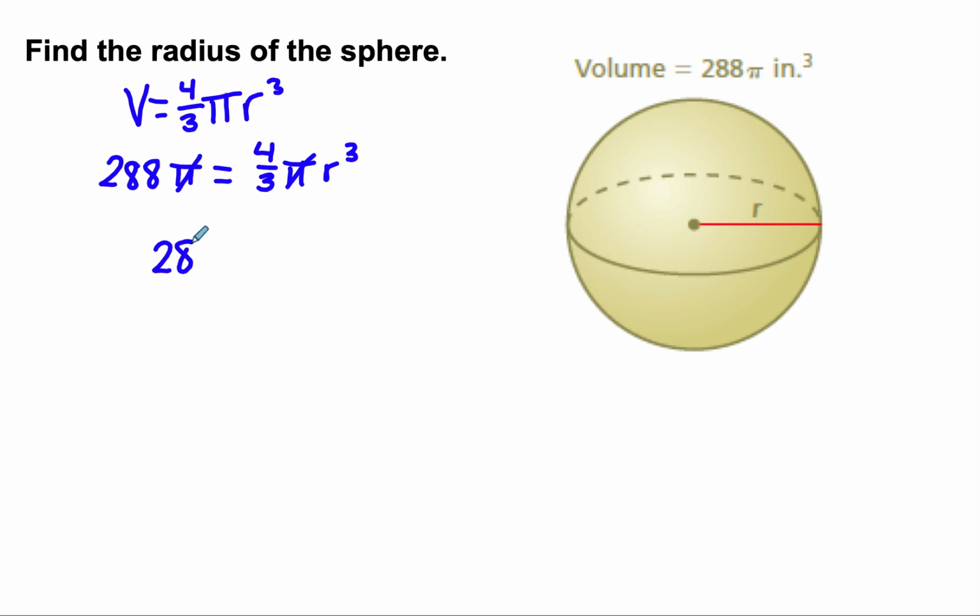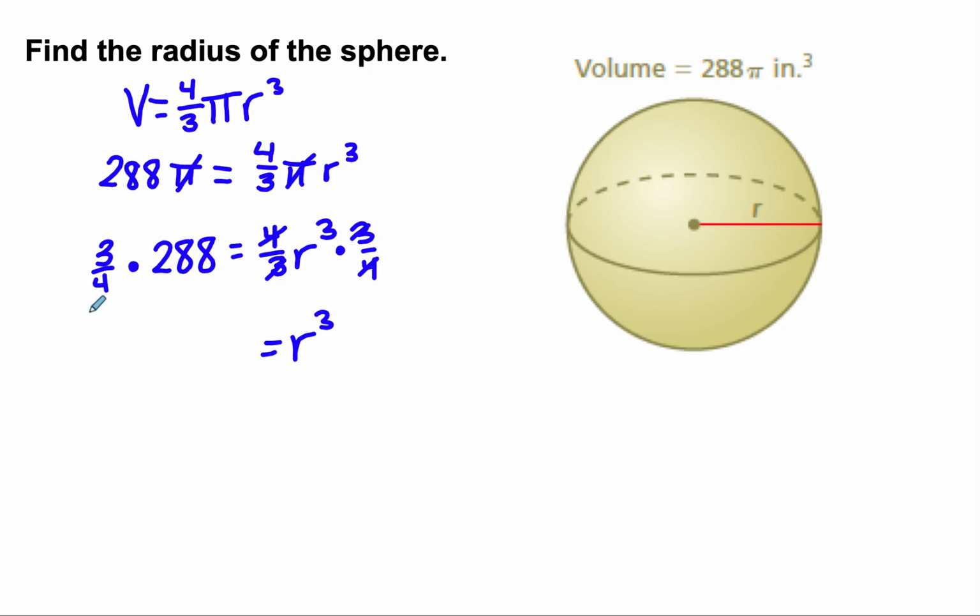So then I have 288 equals 4/3 radius cubed. I have a times 4/3 that I need to cancel out. I'm going to multiply by the reciprocal, times 3/4. It's the same thing as dividing by 4/3. Keep, change, flip, times 3/4. All right, 4 divided by 4 cancels out. 3 divided by 3 cancels out. On this side, I'm left with radius cubed.